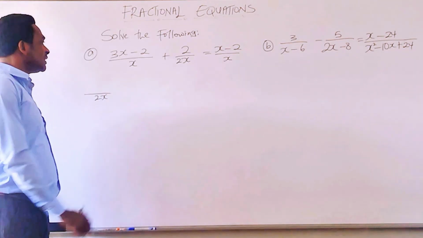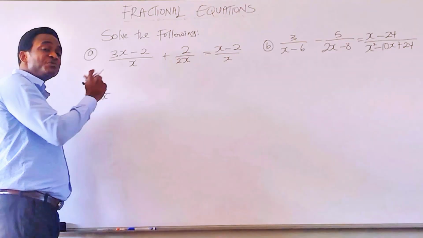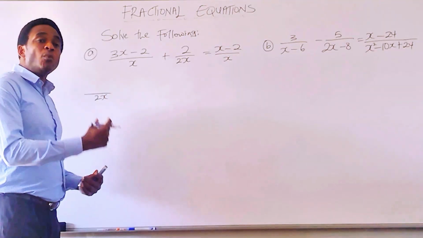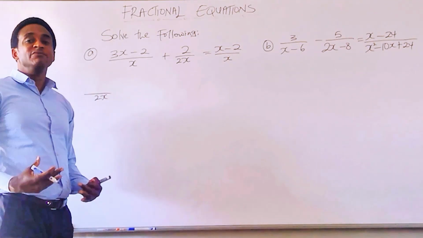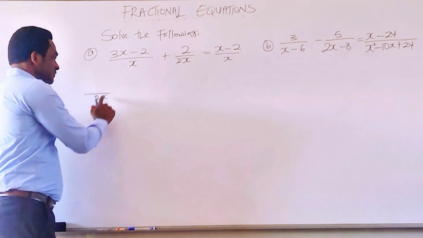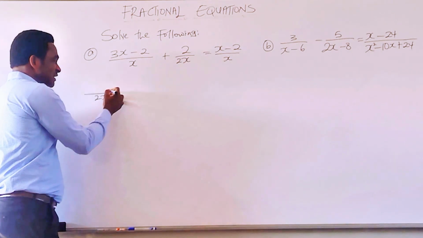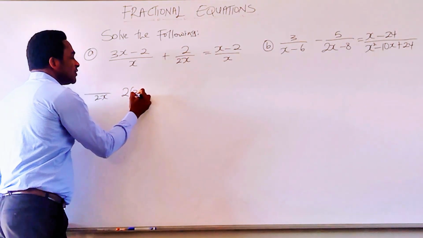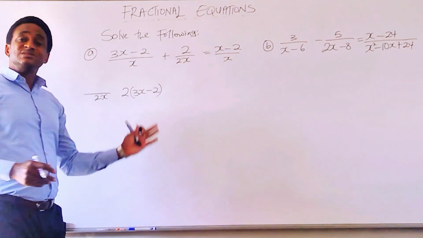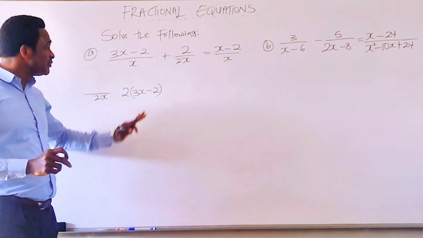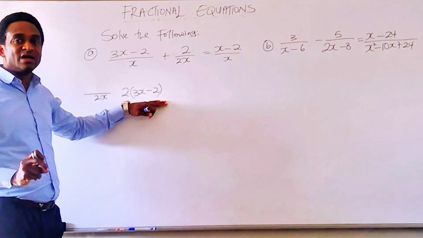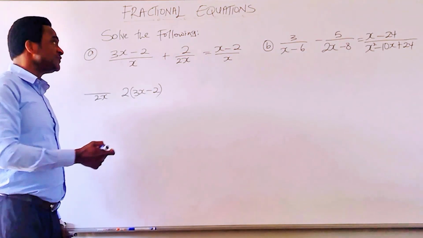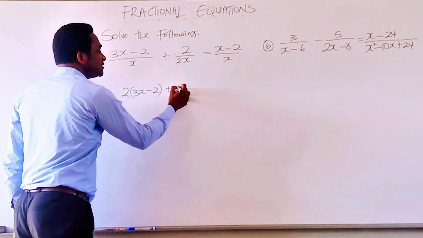Now let's move forward. Now we start dividing each denominator. Remember the process: get your LCD, divide the LCD with each denominator, multiply your answer with your numerator and simplify. Now, we have 2x divided by x, we cancel our x, we have 2. Multiply with the numerator, we have 2 into 3x minus 2. I can deal with this directly, but you just have to be careful, put them in the bracket so that you don't mess up the signs. And then we have 2x divided by 2x, any number divided by itself is 1. 1 times 2 is 2.